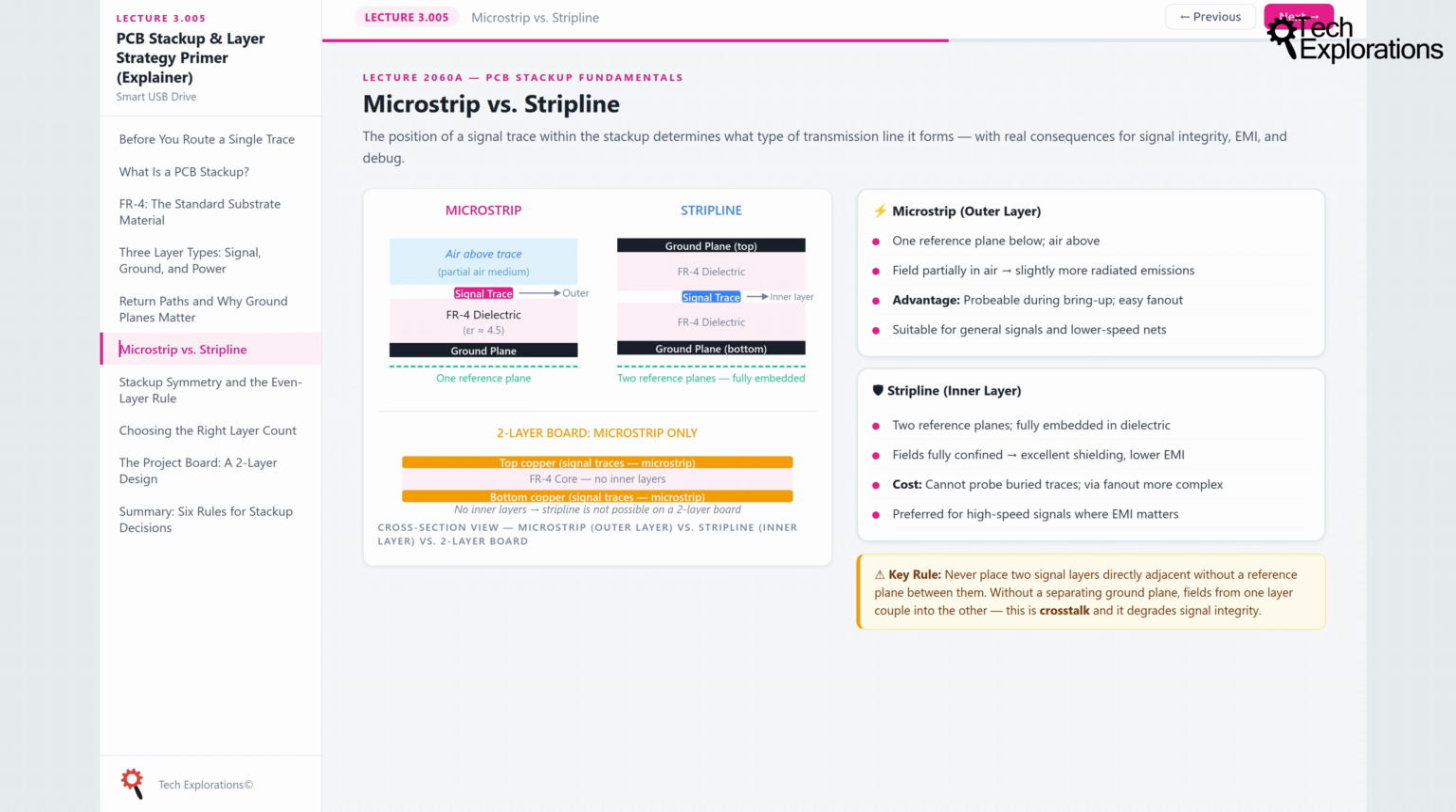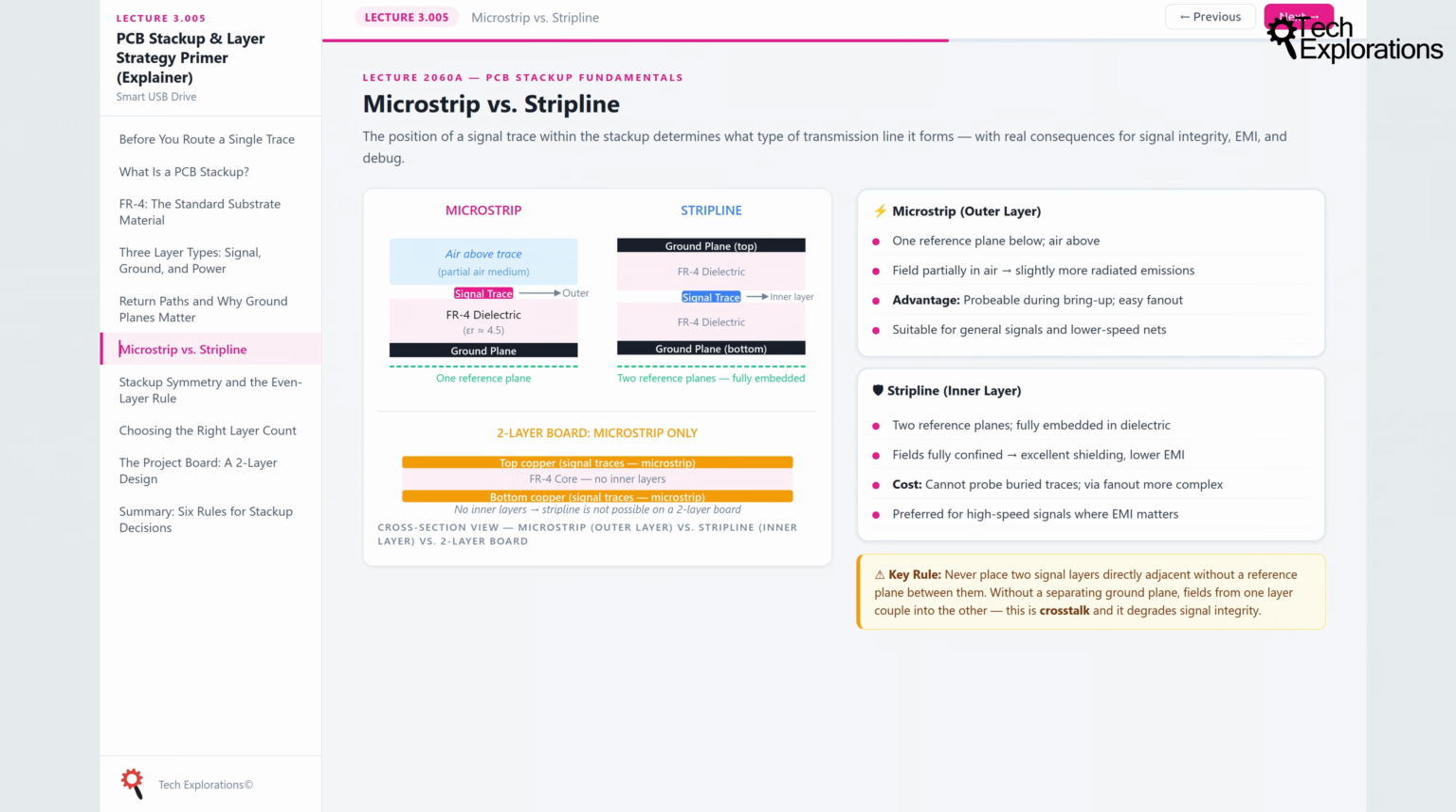One important rule follows from this. Never place two signal layers directly adjacent to each other without a reference plane between them. Without a separating ground plane, the fields from traces on one layer couple into the other. This is crosstalk, and it degrades signal integrity. On a two-layer board, there are no inner layers. All routing is microstrip. There's no option of using stripline, which is one of the inherent limitations in PCBs with only two layers.